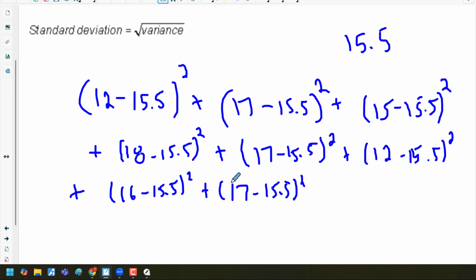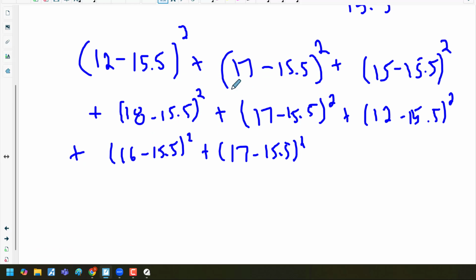Let's add them all up together. Okay, we got 12 minus 15.5, and then you square it. So I got 12.25 plus 17 minus 15.5, square it, 2.25.